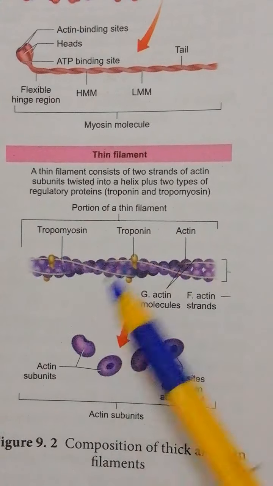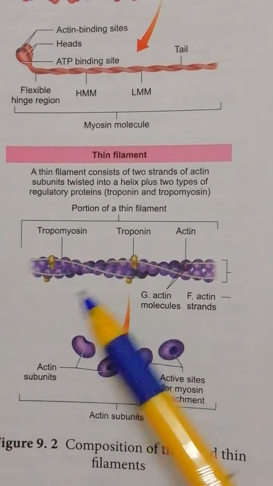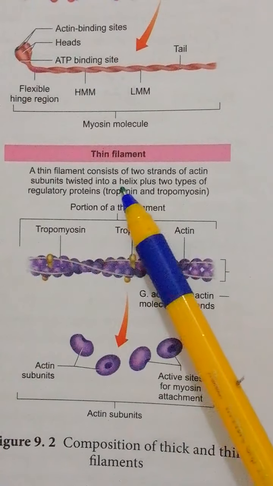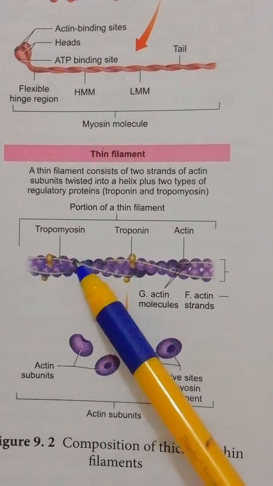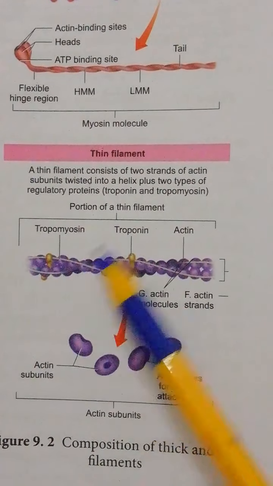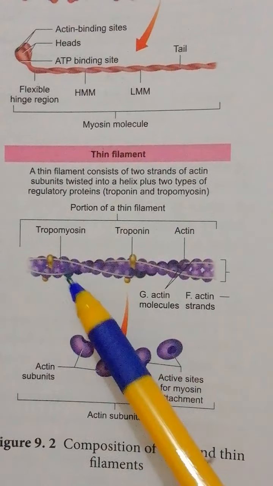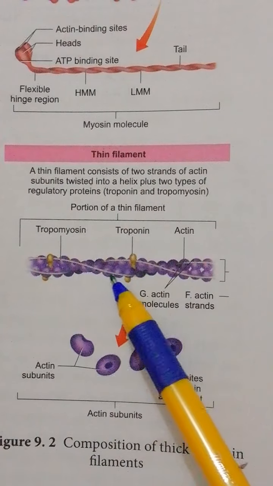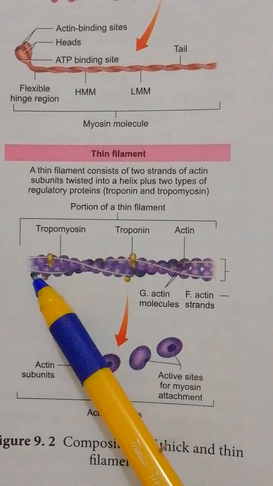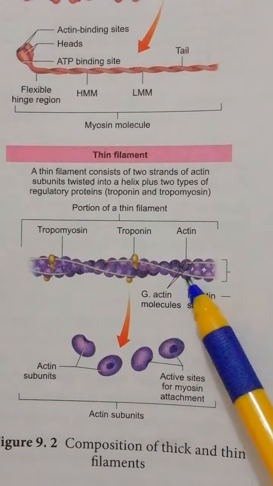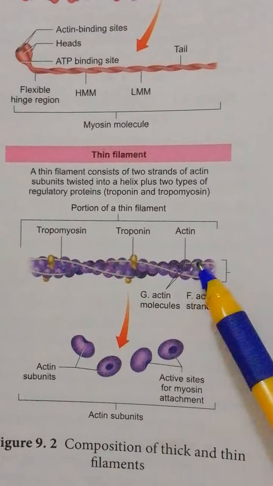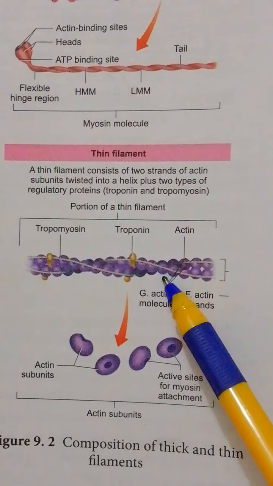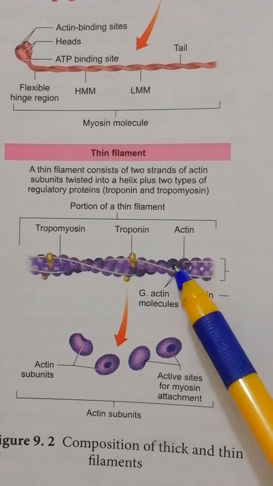This is a double helix structure. They are wound around each other, a twisted helix form. So it consists of two filaments, and these two filaments are twisted, right? Can you watch? This is one filament, and this is the second filament. So it consists of two filamentous actins in a helix form.